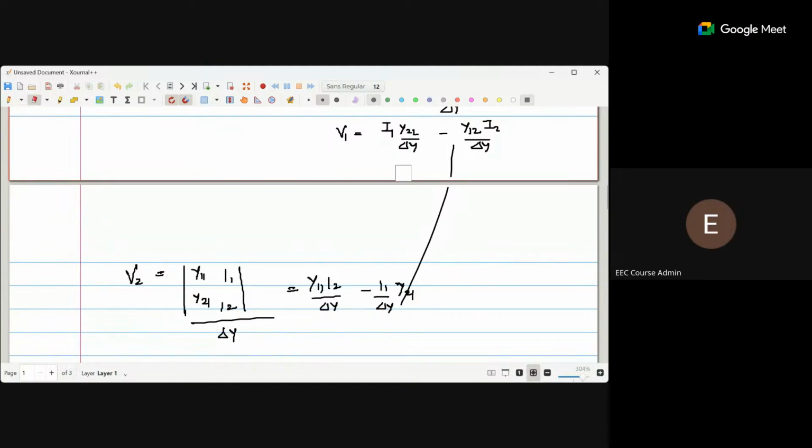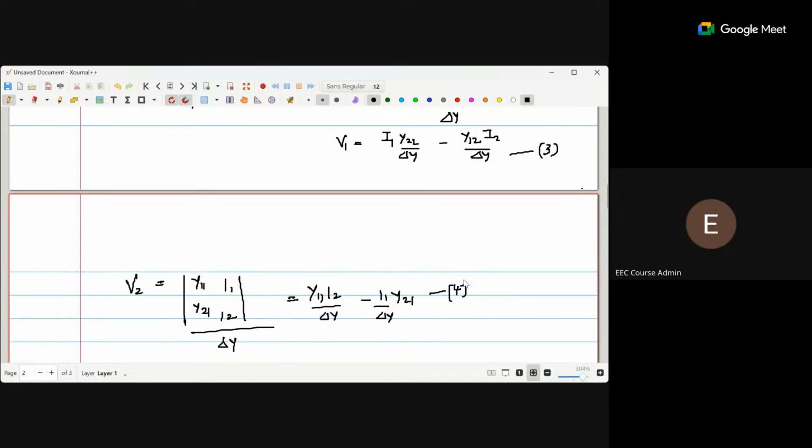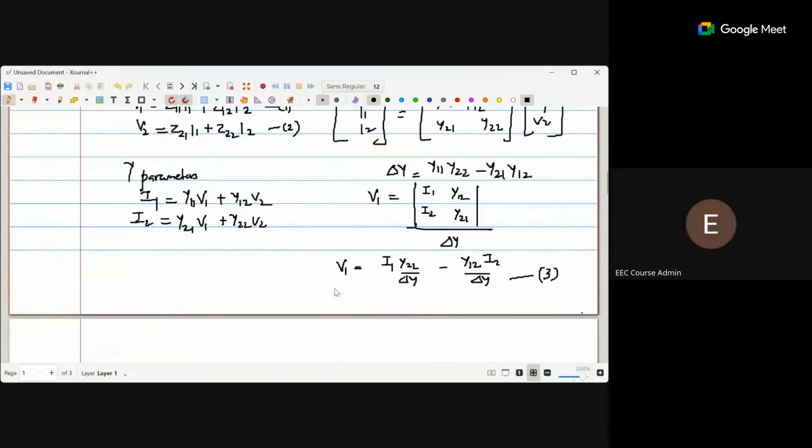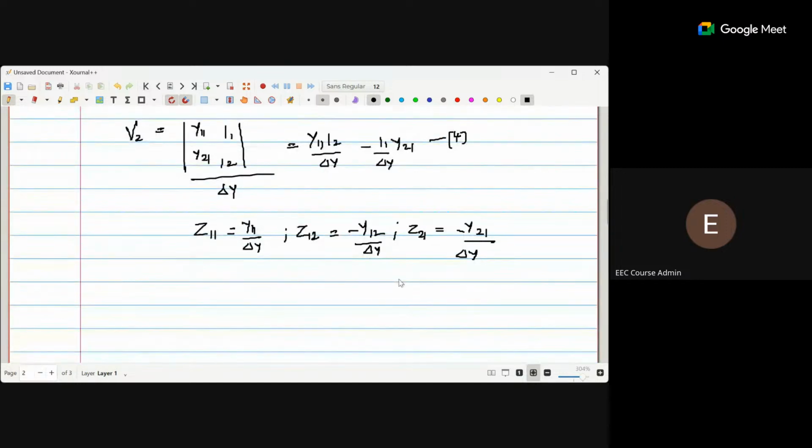You have the expressions for V1 and V2 from the z parameters. So comparing the two expressions for V1, you can find out the relation. Similarly, comparing the expressions for V2, I1 into Y21 by delta y. Now you compare these two. Say these are equations 3 and 4, and these are equations 1 and 2. So 1 and 3 are expressions for V1, 2 and 4 are expressions for V2. Comparing, you will get the relations.